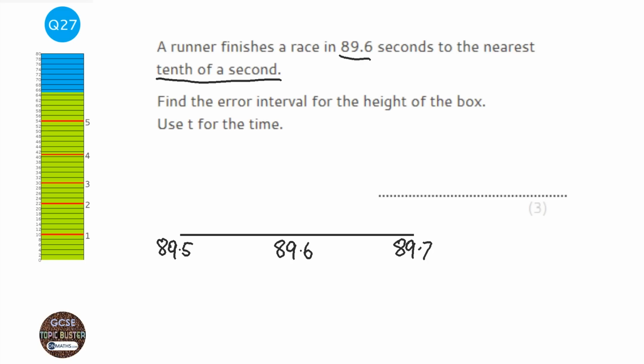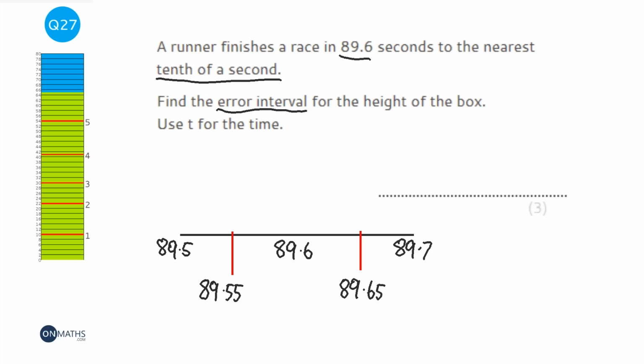Now to find the bounds, we just find the halfway points, and this left hand one will be the lower bound, the right hand one will be the upper bound. So that's going to be 89.55 and 89.65. Now it says it wants it as an error interval and use t for the time. So we put t in the middle, then we put the greater than sign on the left hand side, and then just the normal inequality on the right hand side. Now these two signs here will always be the same. Okay, so when you're asked to do an error interval, it's that way around.